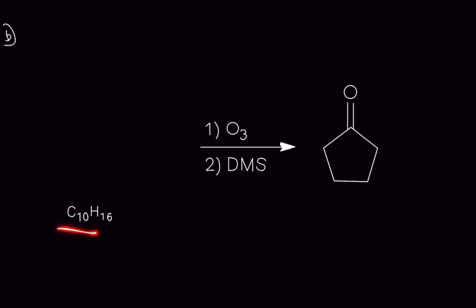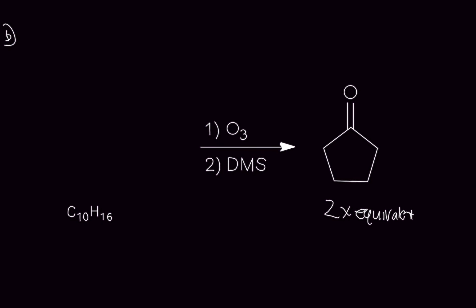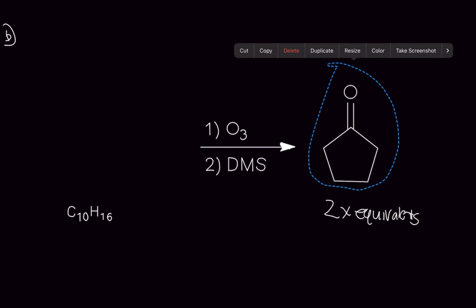Well, if we have 10 carbons on the reactant side, we only have 5 carbons on the product side, and we only have 1 carbonyl. That must mean this is a duplicate. There should be 2 of these. So in reality, there are 2 equivalents of this. I just didn't draw it in because I want to trick you. 2 equivalents of that. Okay, that must mean that we have an identical one of this, another identical product.